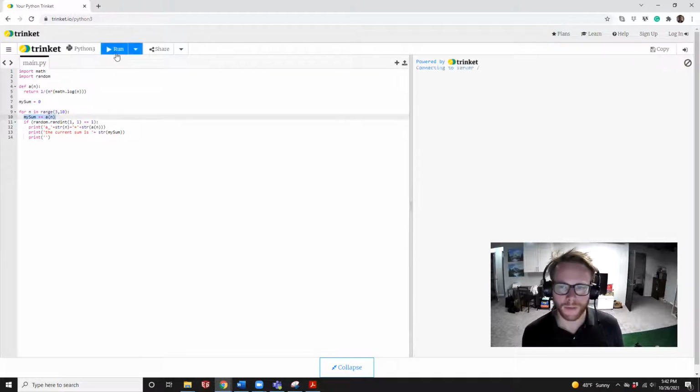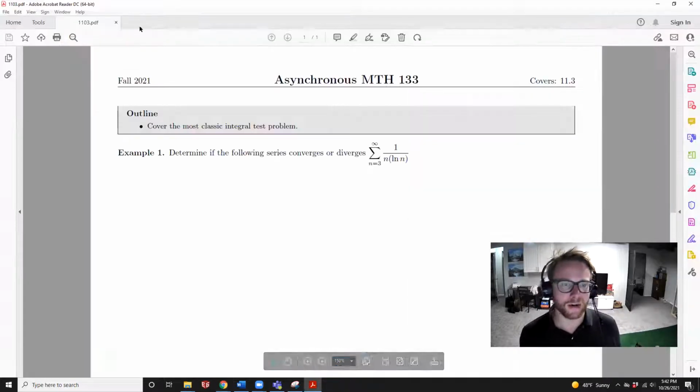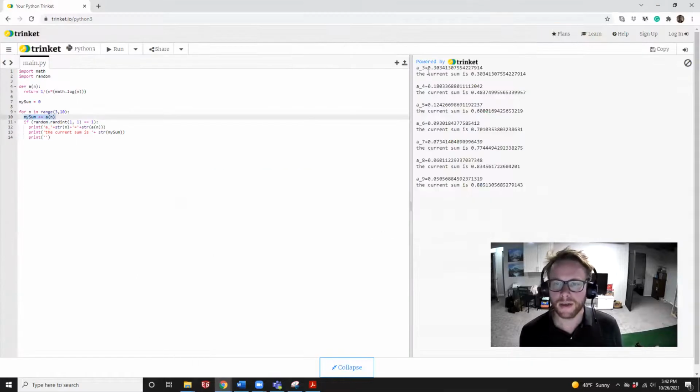So let me run this really quick and we can see what kind of output we get. The first bit is if you plug in 3 into our series, and again, this isn't a random series, this is the actual one that I have here, the output is 0.303 and change. Our current sum would just be that 0.3 and change. Then the next term, at 4, is going to be 0.18, and then you sum that up with the one before it, because we're summing from 3 to infinity. You can see it is slowly growing here.